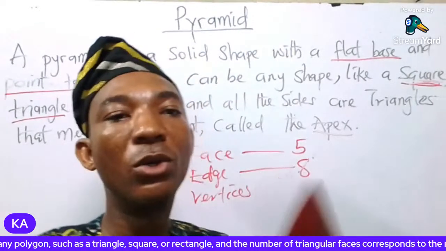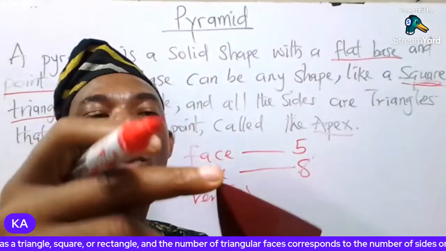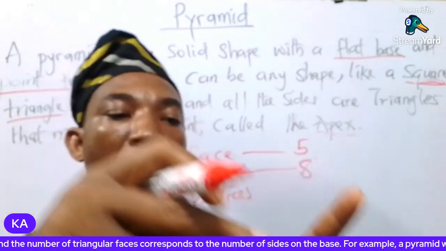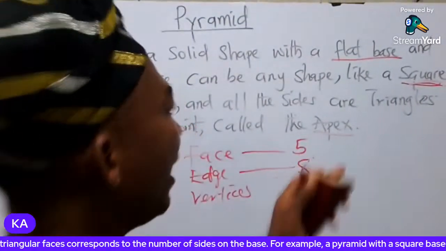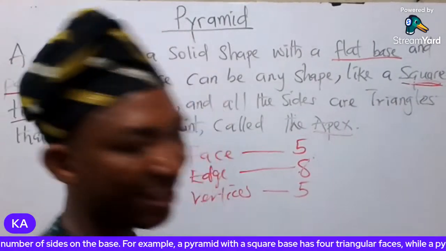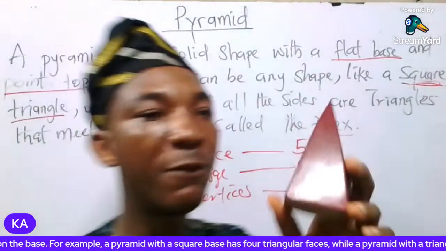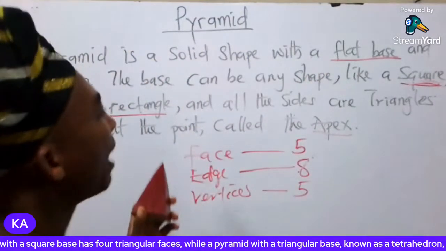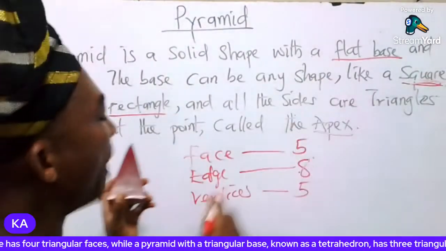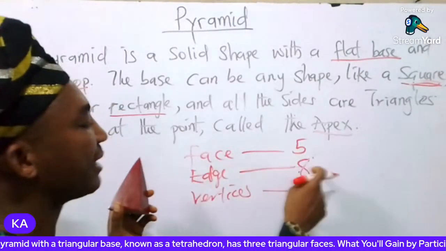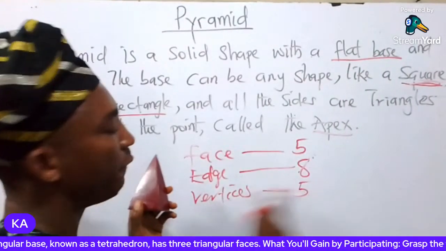All right, so let's go. How many vertices do we have here? 1, 2, 3, 4, 5. A square pyramid has 5 vertices. So the properties of a square pyramid are: it has 5 faces, 8 edges, and 5 vertices.